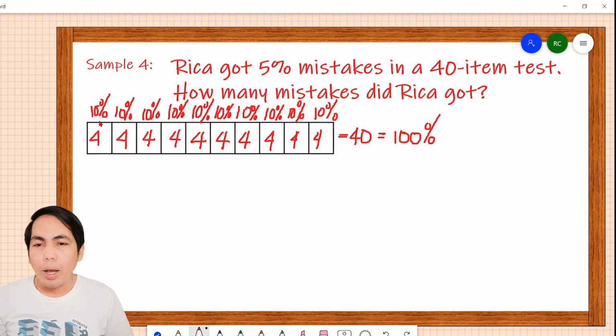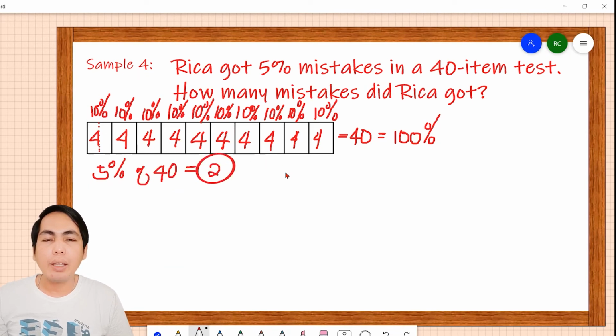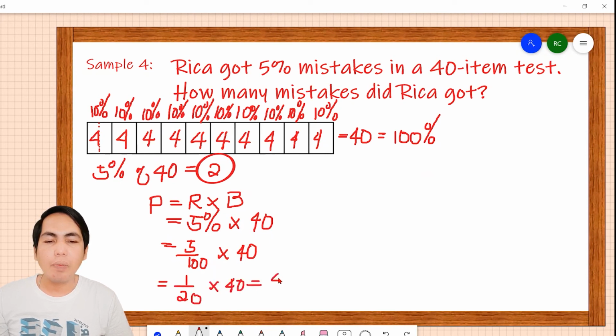5% is equivalent to half of the unit. So half of 4 is equivalent to 2. So therefore, 5% of 40 is equal to 2. Therefore, Rika got 2 mistakes in the test. If we are going to use our general formula that percentage is equal to the rate times the base, we can multiply 5%, since the rate is 5%, times the base, which is 40. 5% in fraction form is equivalent to 5 over 100 times 40. 5 over 100 in lowest terms is 1 over 20. So times 40 to give us 40 over 20, that is equivalent to 2.